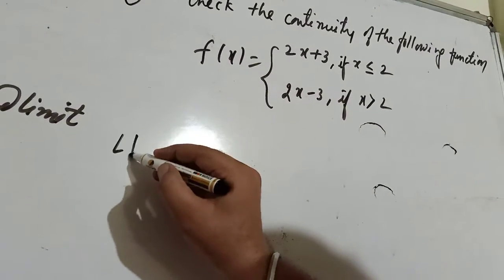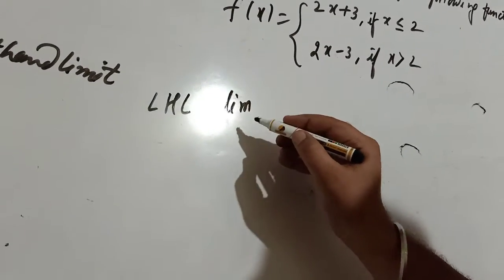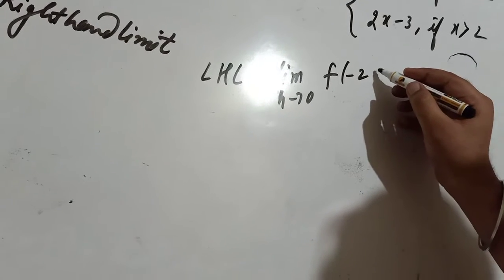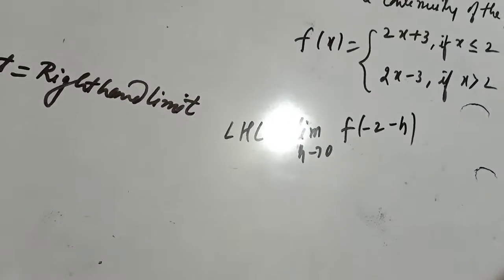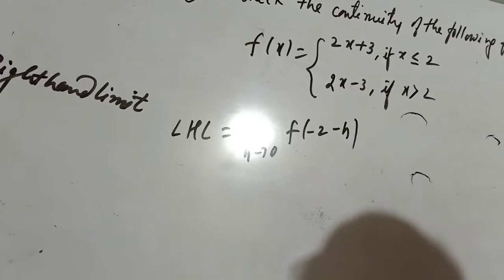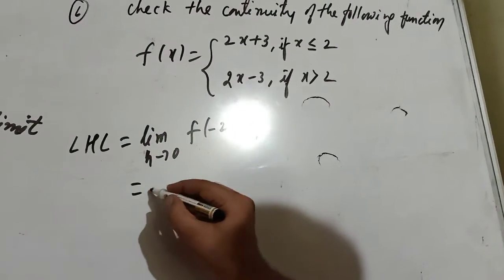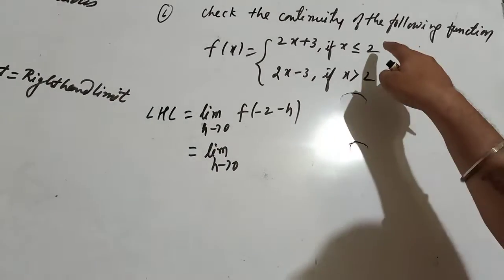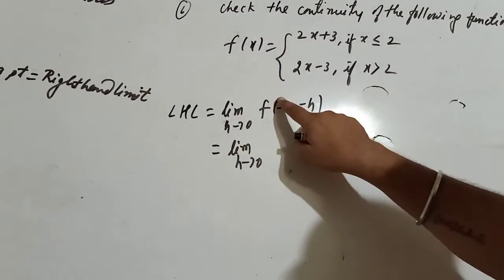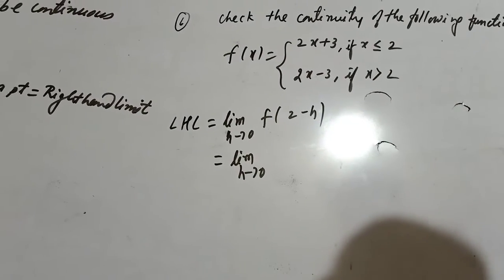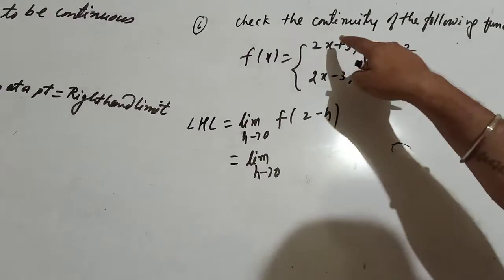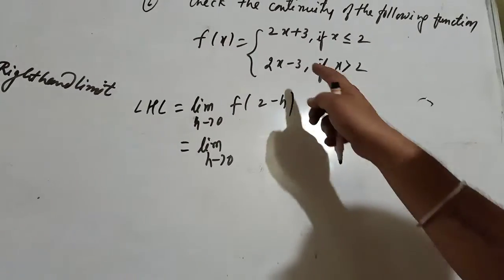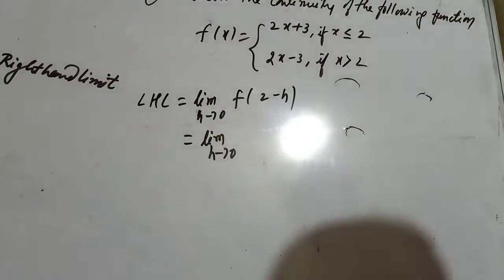So LHL, I am finding LHL, limit h tends to 0, minus 2 minus h. This shows that you have to find continuity at x equal to 2. A will be 2. So this is what? Limit h tends to 0. 2 minus 2 minus h less than, this is 2, right? So 2 minus h. 2 minus h less than 2 means this function will be taken, equal to 2, this function will be taken. But 2 plus h more than 2, this function will be taken. Means this will be applicable for 2 plus h.